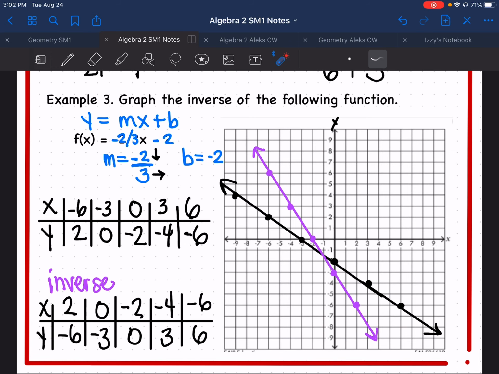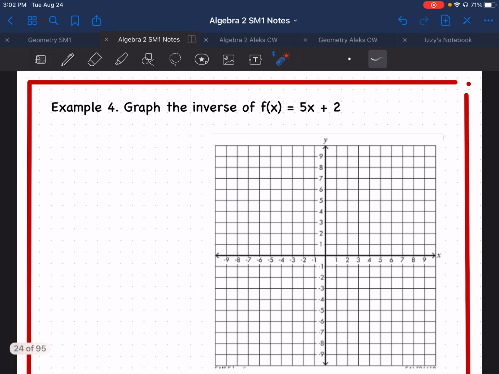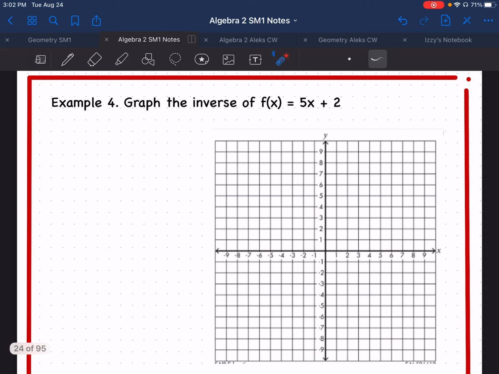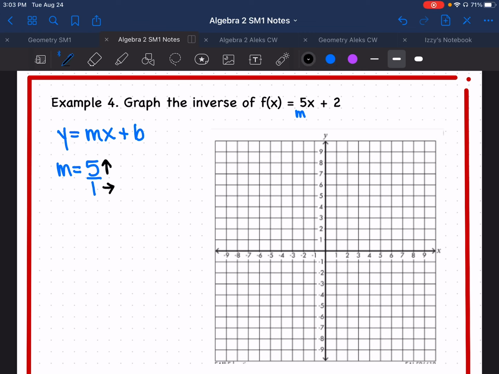Let's try one more. Graph the inverse of f of x equals 5x plus 2. So here we go. Remember, it's y equals mx plus b. So my m, my slope, is going to be 5, right? Because this is my m. Remember, 5 is a fraction if you put it over 1. So we're going to go 5 up and 1 to the right.